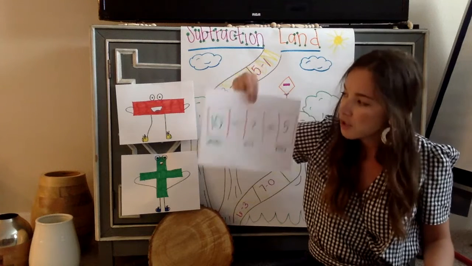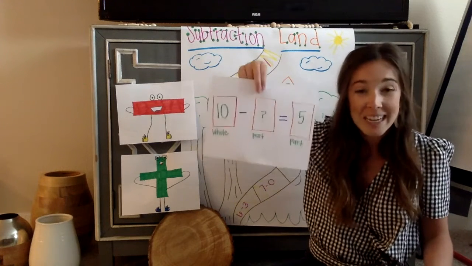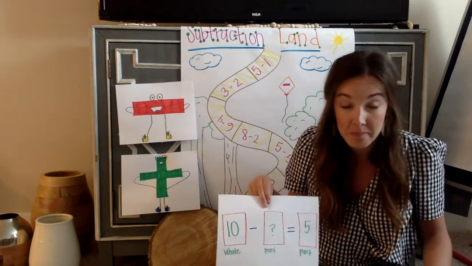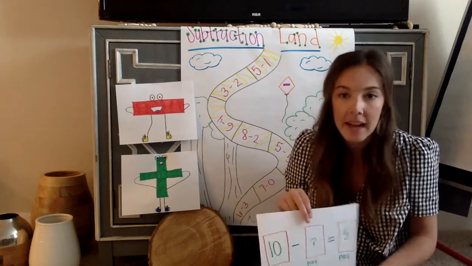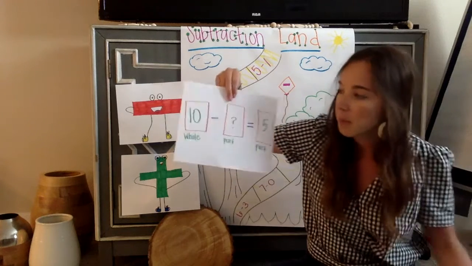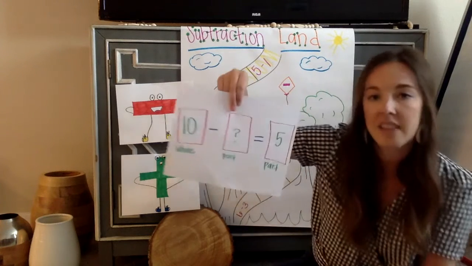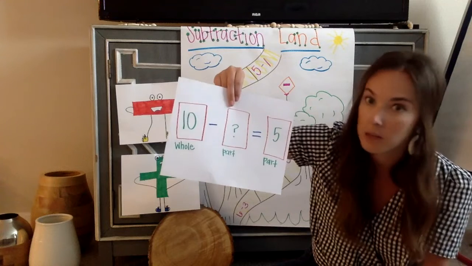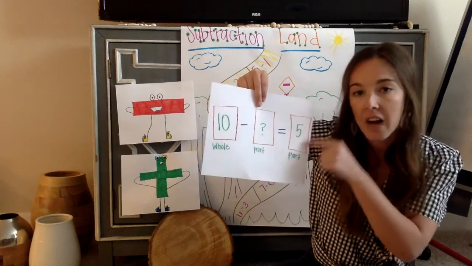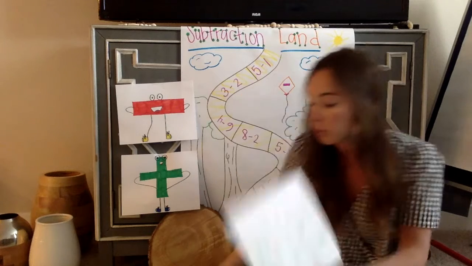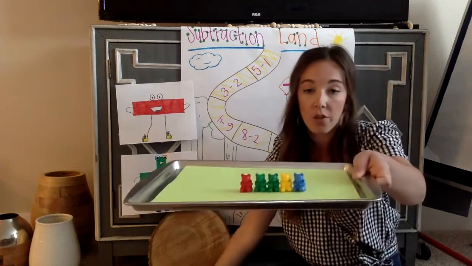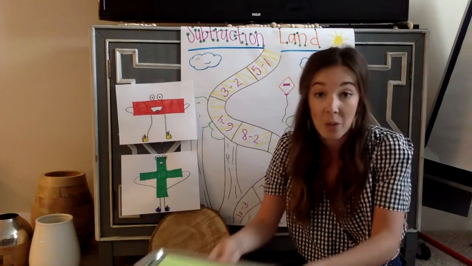Now, to do this work, we can actually turn this into an addition problem. Craziness, I know. Let me show you what I mean by this. This problem has the whole of 10. So it says 10 take away, we don't know, equals 5. So we know there are 5 left over. We know there was 10. There are 5 left over, and we need to know how many were taken away.